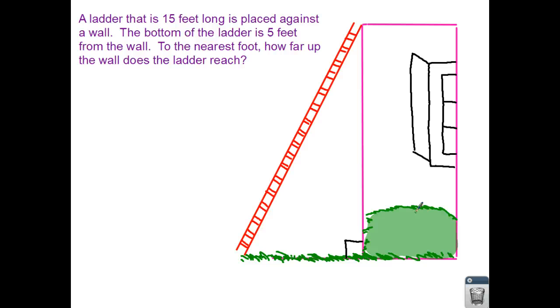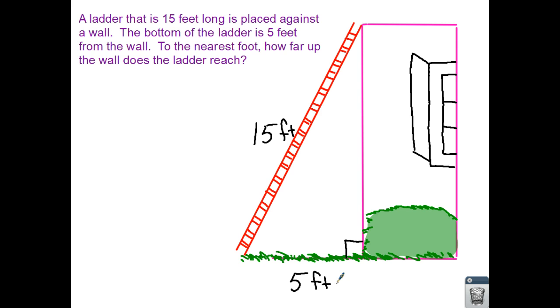So they give us some information, and we're going to write that in. It says a ladder that is 15 feet long. So how long is the ladder? Well, the ladder is 15 feet long, and it's placed against the wall. Well, the wall is right here. Okay, so it's placed against the wall. And I know that the bottom of the ladder is 5 feet from the wall. Well, if this is the bottom of the ladder and this is the wall, I know that this length right here has to be 5 feet.